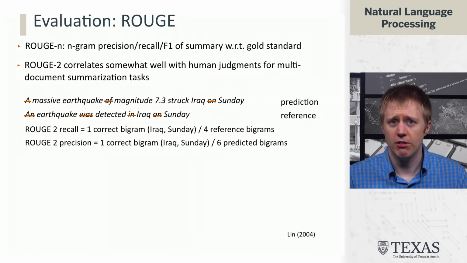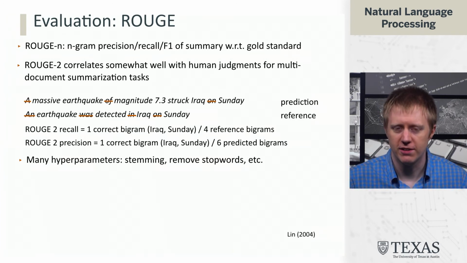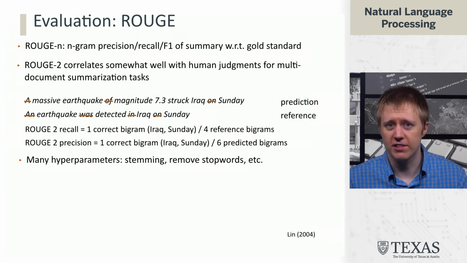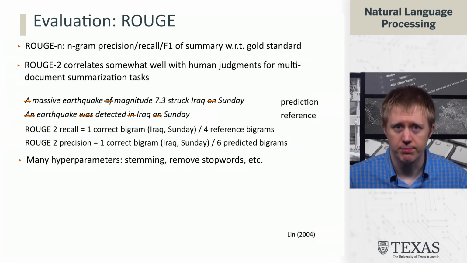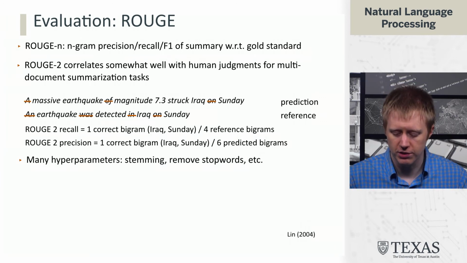All right, and so in precision, again, we get 1 correct bigram over the 6 bigrams that we see in the prediction. And like I said, there are a lot of different flags or options that we might pass into this. But this gives you an idea of how this gets predicted, and also of the fact that these results can be very low while still having a reasonable summary.